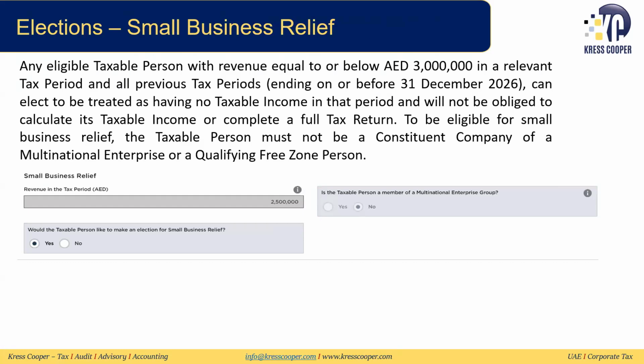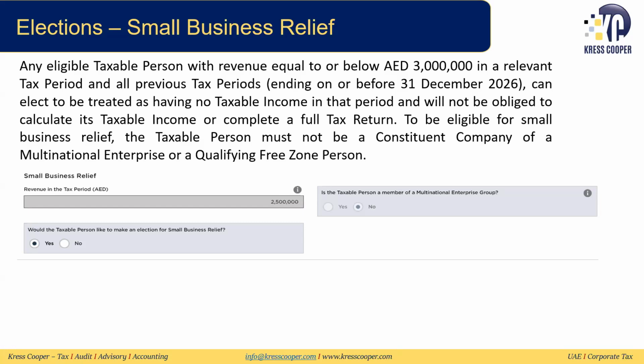And then it will ask you whether the taxable person would like to make the election for small business relief. Now, what is the small business relief election? Small business relief is available to any taxable person who has a revenue equal to or below 3 million in the relevant tax period and all previous tax periods, and it can elect to be treated as having no taxable income in the period. They will not be obliged to calculate any taxable income or complete a full return.